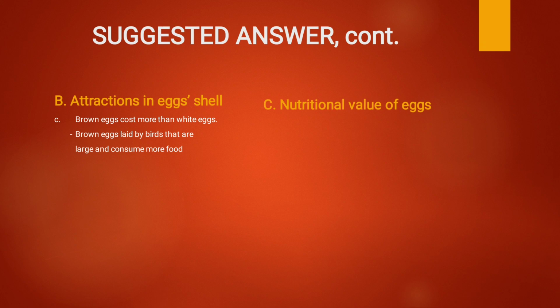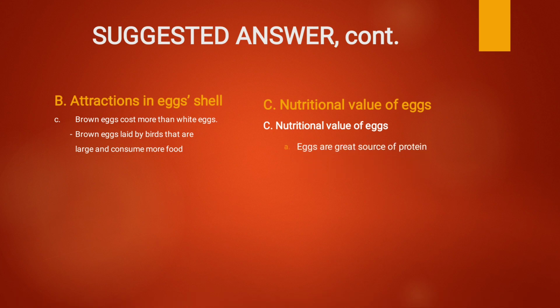C, nutritional value of eggs. Go and look at the passage. The third paragraph talks about nutritional value of eggs. If you understand it like this, you're good to go. I hope it makes sense. Nice one. So C, nutritional value of eggs, is our third topic sentence. So it must be on the same line with B, attraction in eggs, and A, types of eggs.